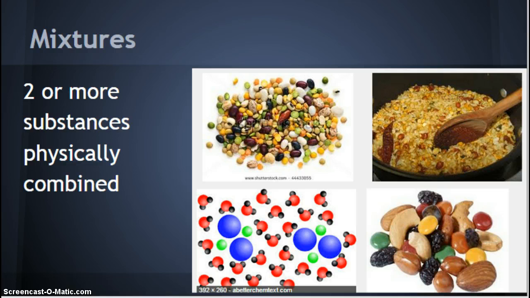All right, mixtures. If I have a mixture, is that a physical or chemical change? Well, it's two or more substances physically combined, so it's a physical change. I can pick out and eat just the M&Ms. Come on, how many of you like to do that? You can easily pick them apart.